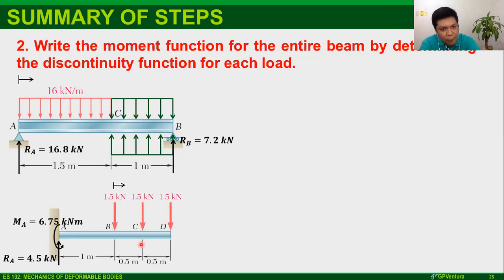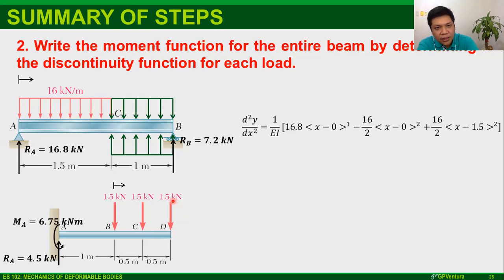How about in the second example? To the right is positive still. So sabi natin yung end ay nasa right, which is D. So hindi kasama yung 1.5 or the load found at the end of the beam. So this is now my moment function. d squared y over dx squared is 1 over EI. 16.8 is actually this one. It's positive kasi upward. x minus a, so a is equal to 0 because it's located at the origin, raised to 1. That's my concentrated load.